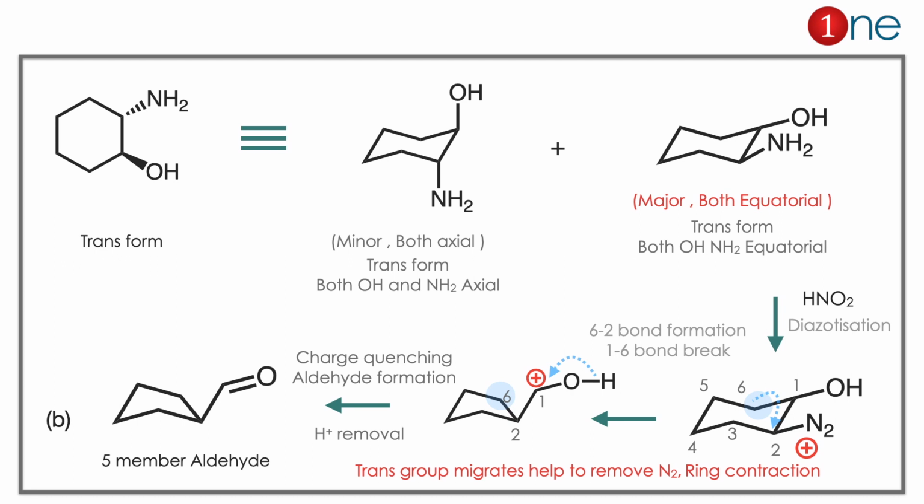Here you have to learn two important things. One is stability. Even though we have written both different conformations, the conformation with axial groups is unstable but the one with equatorial groups is stable. We progress from there. Second thing, the N2 elimination is always assisted by the trans group. Here the trans group is carbon 6. That's why ring contraction occurred.